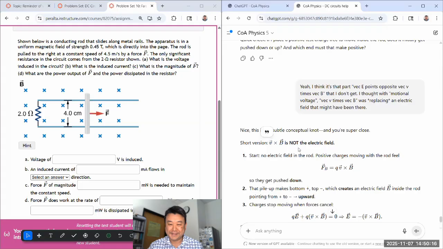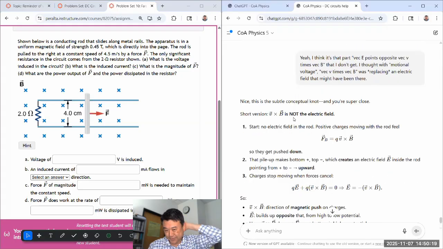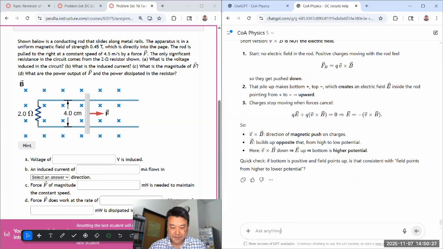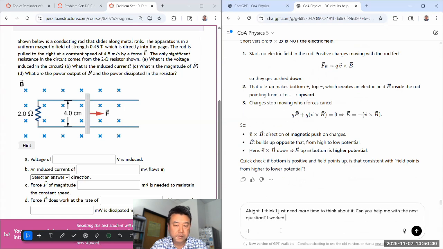Sure. Maybe that's why I'm confused. I'm thinking of V cross B like an electric field, and it's not the electric field. Yeah, maybe that's what that is. Yeah, sure. I think I just need more time to think about it. Can you help me with the next question? I worked out the answers myself. I'm lying, and I just want to double check. Can you give me answers to parts A through D?